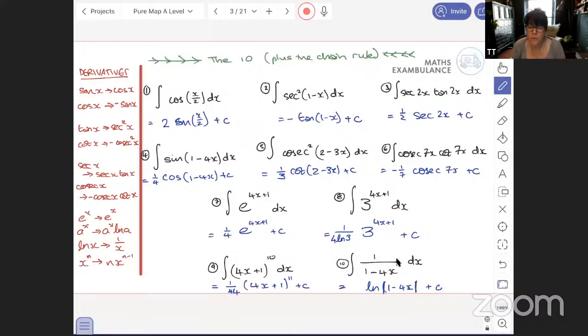Right, ln(1 minus 4x) would go to 1 over (1 minus 4x). Notice I'm differentiating. I'd have to divide it by minus 4 though, because I don't want that minus 4. Done.